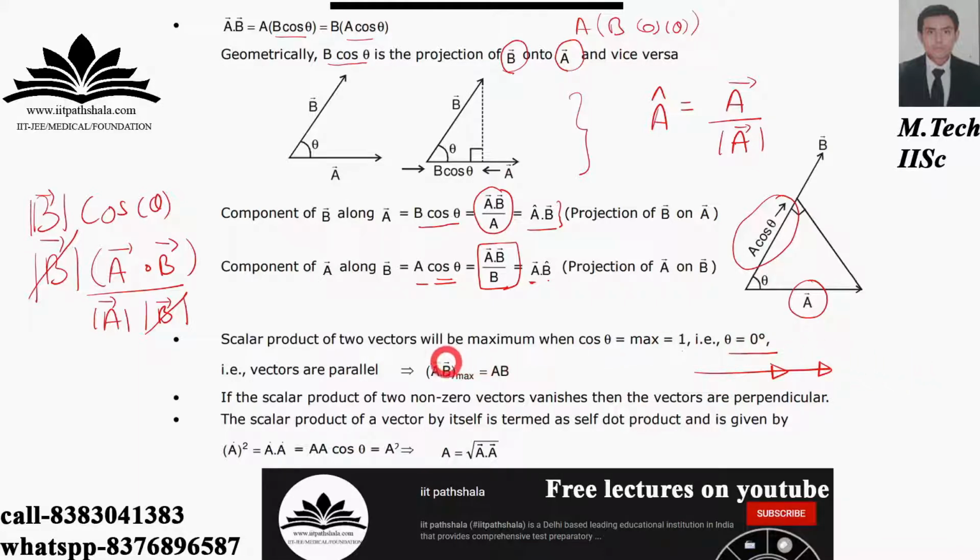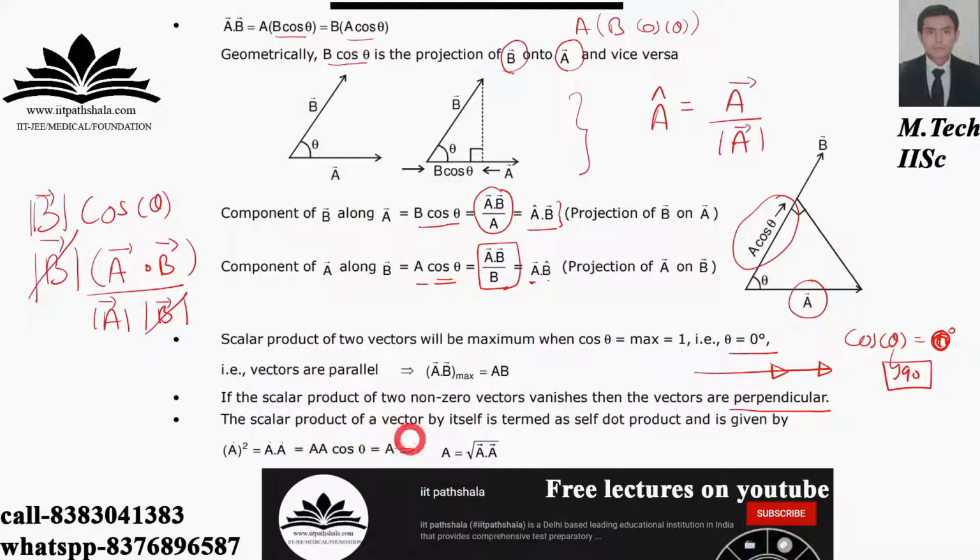Now if you want the scalar product to be minimum, you know that cos theta is minimum at an angle of 90 degrees. So at 90 degrees the value of cos theta will be equal to 0, and that will be your minimum value of the scalar product. So if the scalar product of two non-zero vectors vanishes, then the vectors are said to be perpendicular, because at 90 degrees itself cos theta is 0.